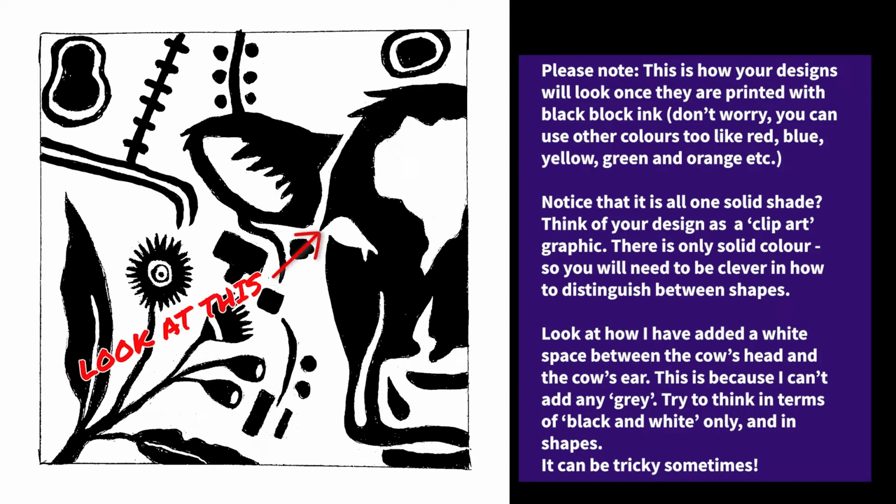Look at how I have added a white space between the cow's head and the cow's ear. This is because I can't add any grey. Try to think in terms of black and white only, and in shapes.